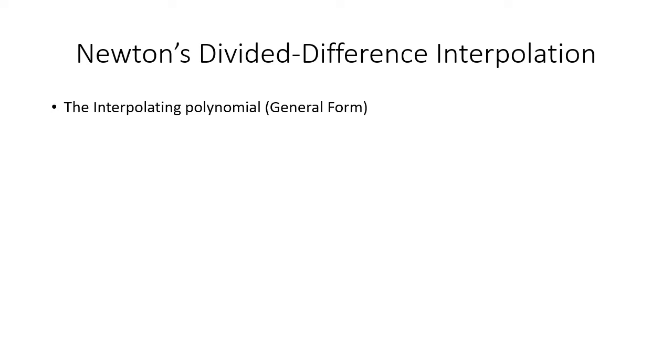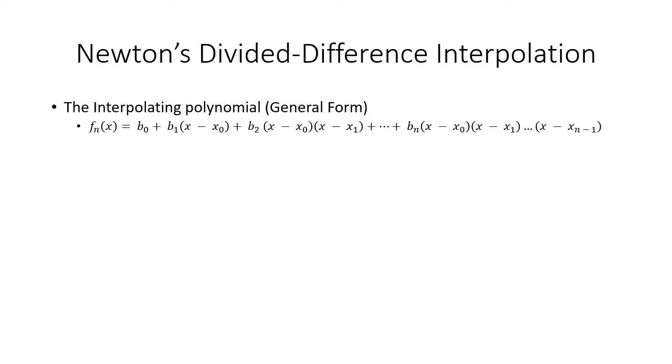So first, let me give you the general form of the interpolating polynomial, which later on will reduce depending upon the number of data points given. So this is the general form of the interpolating polynomial, and here on the left hand side, the subscript n represents the degree of the polynomial that we are going to fit. Okay, so that n has no computational significance.